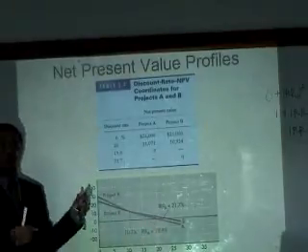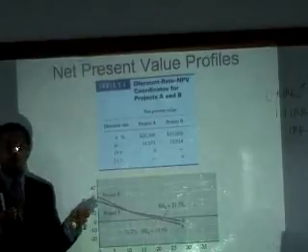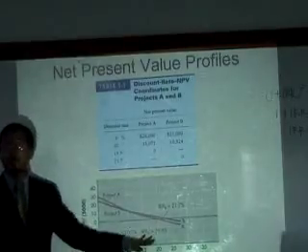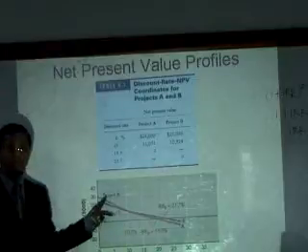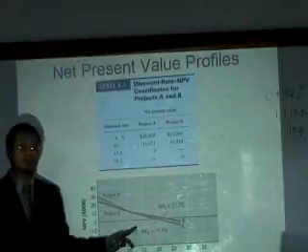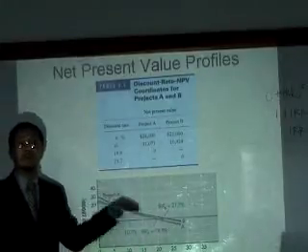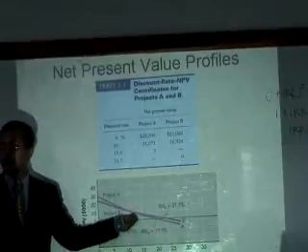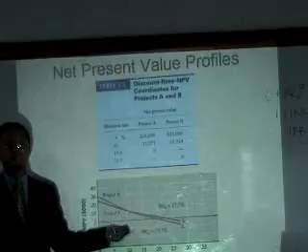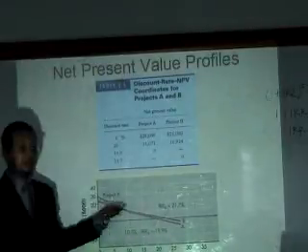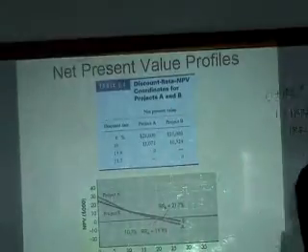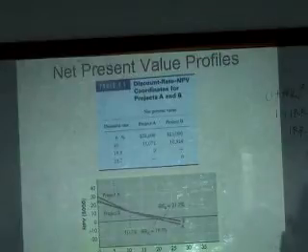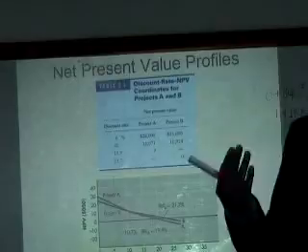So if you want to choose which project you want to accept, you look at the rate. If the rate is lesser than 10.7, you accept project A. If the rate is higher than 10.7, you accept project B. This is after you have depicted this graph. After you have drawn this graph, then you can find which one is better. So this is the net present value profile. It says that if the IRR is 10.7 and below, we choose project A. If higher, then we choose project B.